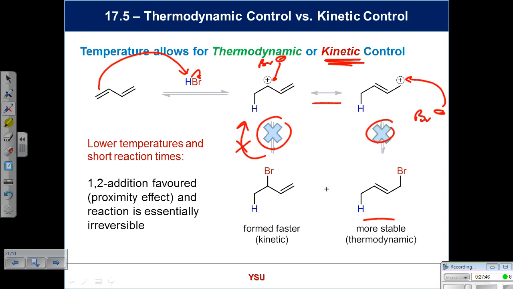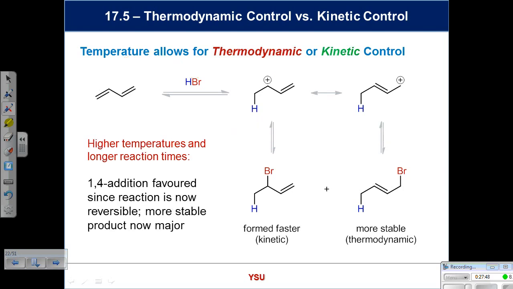The opposite sense being if you warm things up. If you warm things up, you give molecules enough energy to go backwards. The leaving group can break off, you form the carbocation again, and you can equilibrate. I don't know if that word's on there, but this is an equilibrium system. This allows for equilibration. This type of idea allows for the Br minus to break off quite easily, and any equilibrium is going to end up giving you the major product as the one that's more stable.